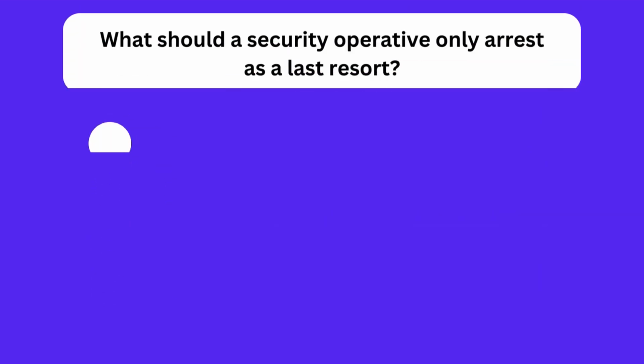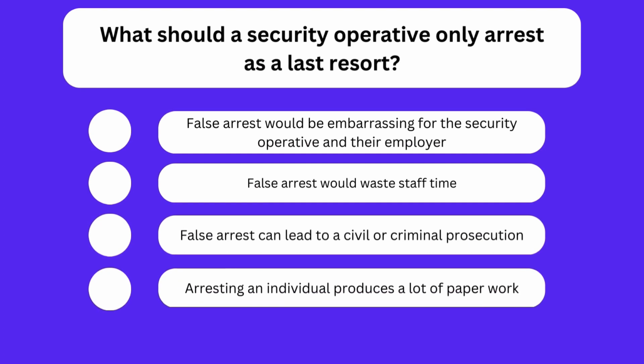Next question is, what should a security operative only arrest as a last resort? So the correct option is the third one. False arrest can lead to a civil or criminal prosecution. That is why every security operative should only make an arrest as a last resort when there is nothing else that he can possibly do.